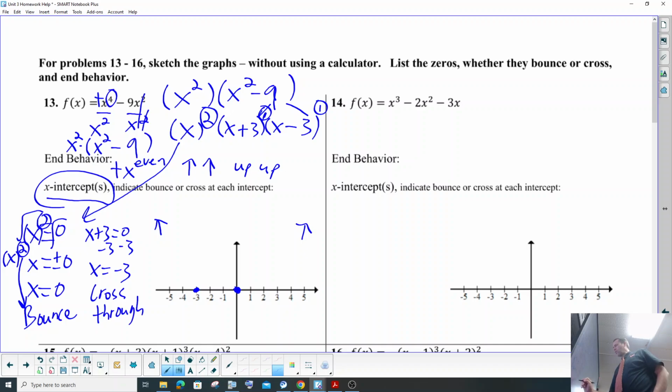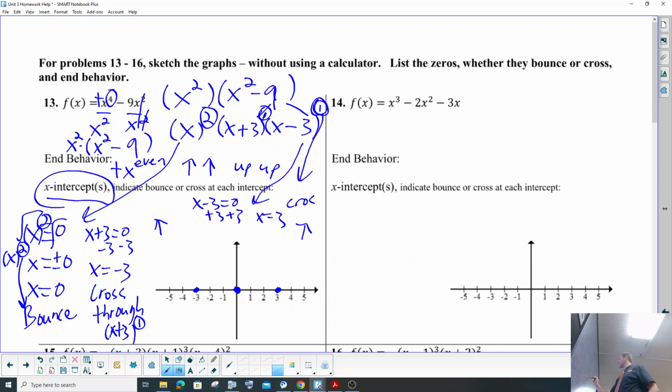And the reason, again, why we're crossing through is that we had x plus 3 to the first power, which means cross through. As well as the other x-intercept. So for the x-intercept, you set it equal to 0, add 3 to the other side, and so we get x equals 3, and that's our other x-intercept. And we are going to cross through, because of the 1. 1 means to cross through.